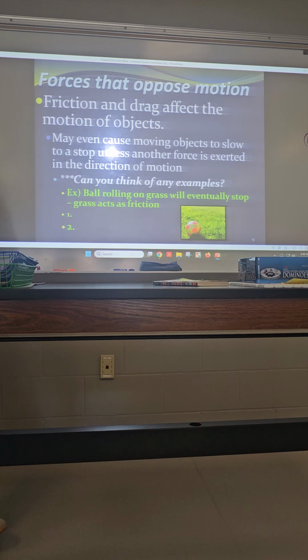The friction, right? So any kind of tires or wheels, if you quit applying the force, even if you don't hit the brakes, it's eventually just gonna peter out, right? It's gonna roll, roll, roll, and eventually stop.